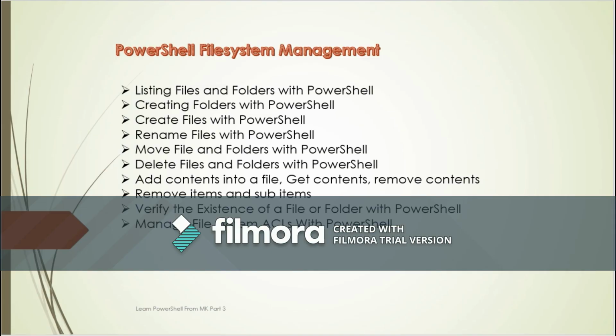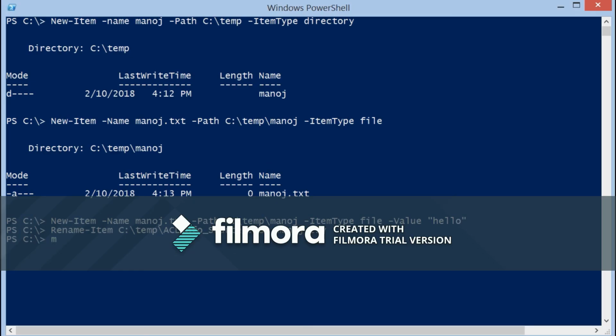Okay, so next is delete file, move file, add contents into a file, or remove items. So these are all very simple. We have the PowerShell command Move-Item to move a file from one place to another. So for example, we have this file, manoj.csv, and you would like to move it under C:\temp. Okay, so it's done.